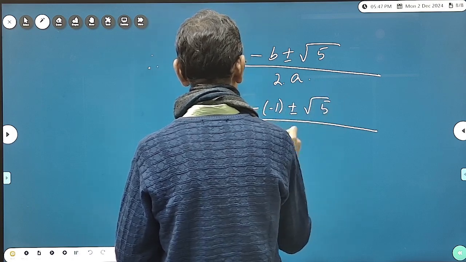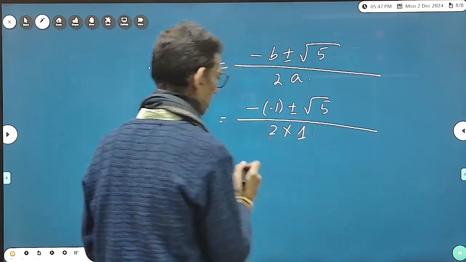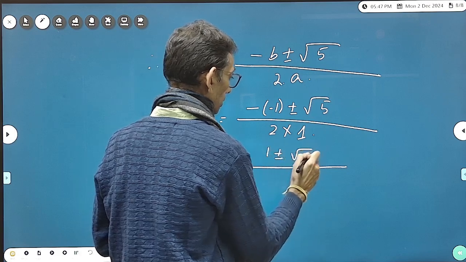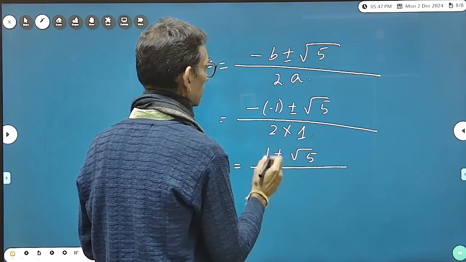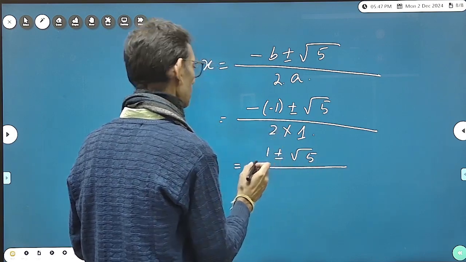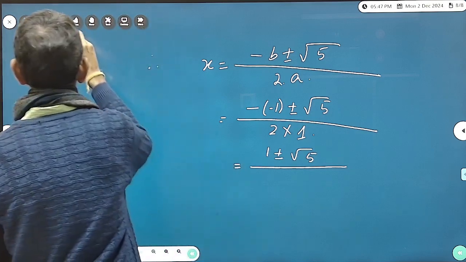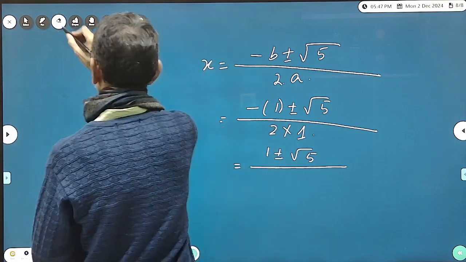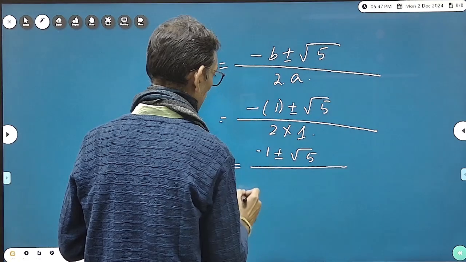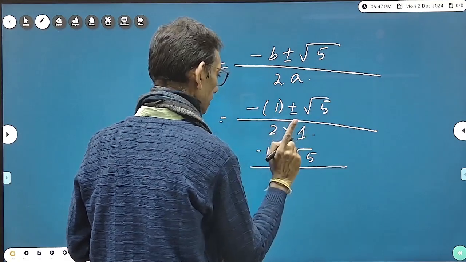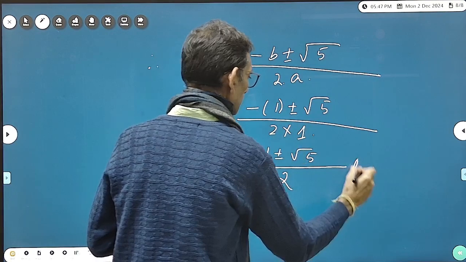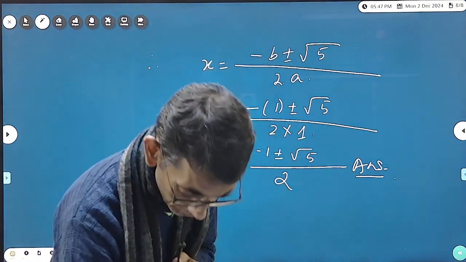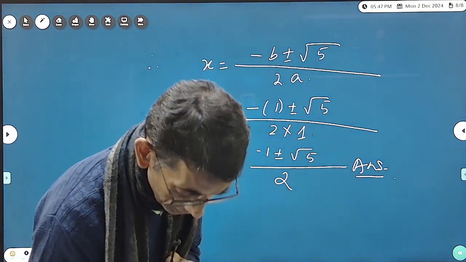And the a value is 1, right? So therefore minus b, b value equal to 1, right? It is minus 1, so this will be minus 1. Our a value is 1, so 2a is 2. So this is your answer: minus 1 plus minus root 5 by 2. Then illustration 99. Next.